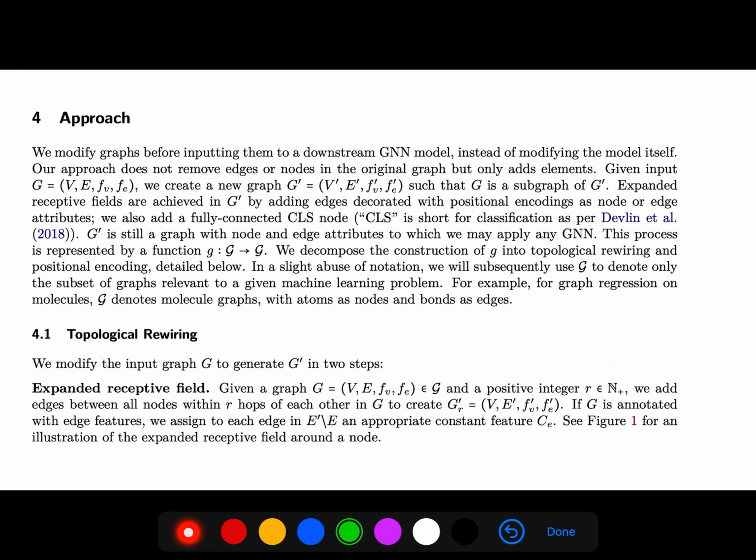So what is topological rewiring? We modify the input graph to generate G prime in two steps. First, we expand the receptive field. Given a graph and a positive integer R, we add edges between all nodes within R hops of each other to create G prime. If G is annotated with edge features, we assign to each edge an appropriate constant feature C sub E.